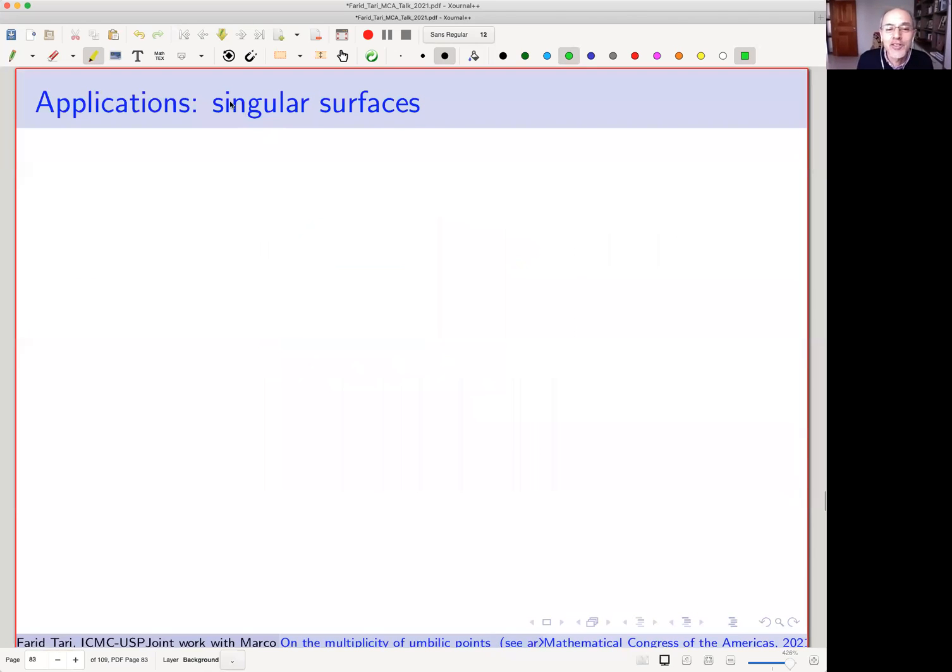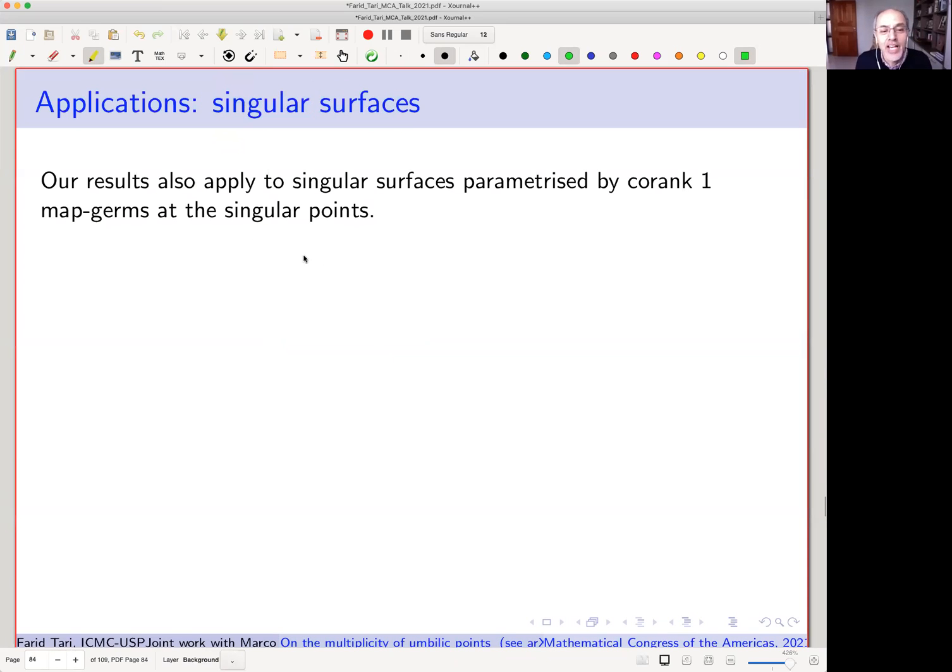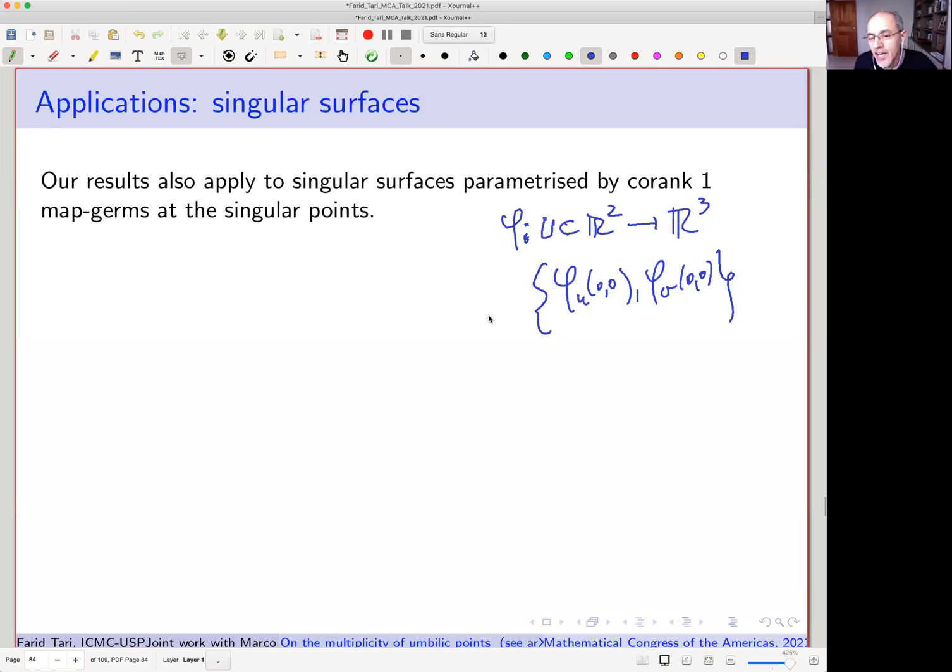Now, application to singular surfaces. Our result also applies to singular surfaces parameterized by corank 1 map germs at the singular point. If you have a singular surface parameterized locally by a map from R2 to R3, suppose our point is (0,0). You want the image of the derivative of phi at the singular point to have dimension 1. This is what it means to be of corank 1.